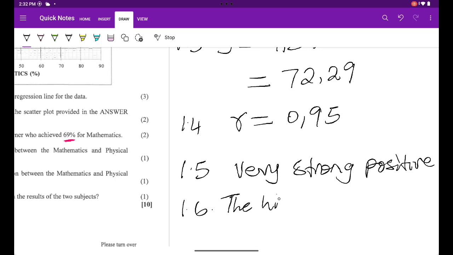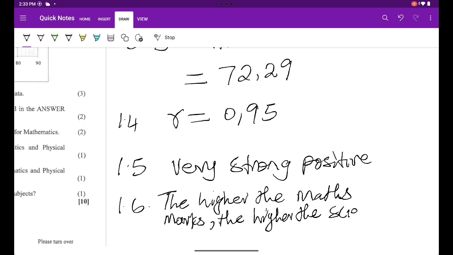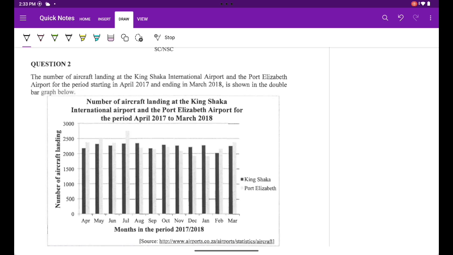We can just say the higher the maths marks, the higher the science marks. Right, and that's it. I hope you enjoyed that question. Let's look at question 2.